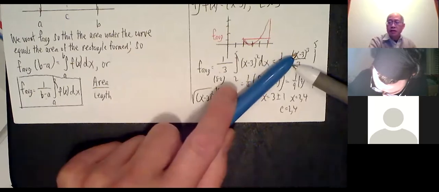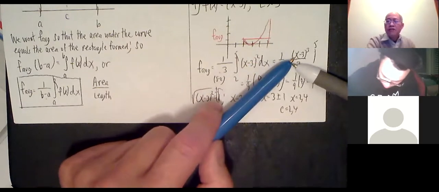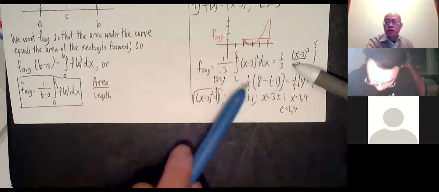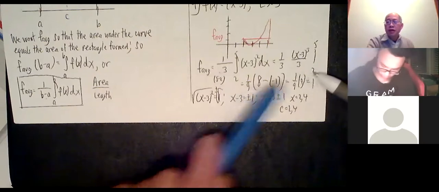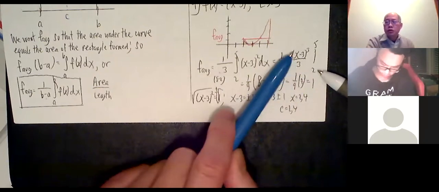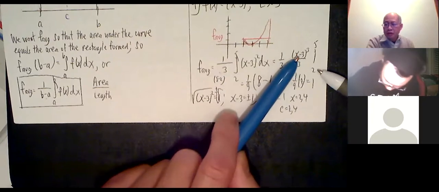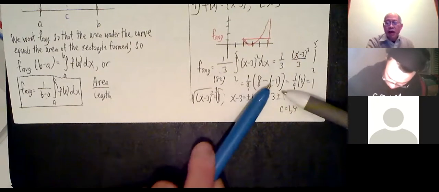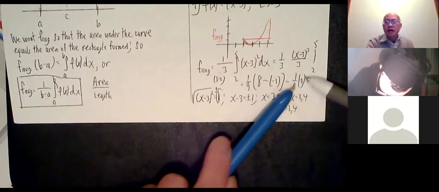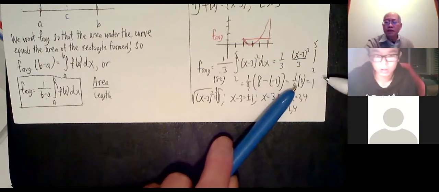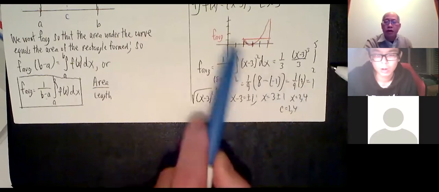So I'm just looking at this. I plug in 5. 5 minus 3 is 2. 2 cubed is 8. Minus, plug in 2. 2 minus 3 is negative 1. Negative 1 cubed is negative 1. So I have 8 minus negative 1. 8 plus 1 is 9. So I have 1/9 of 9, which is 1. So the average value is 1.